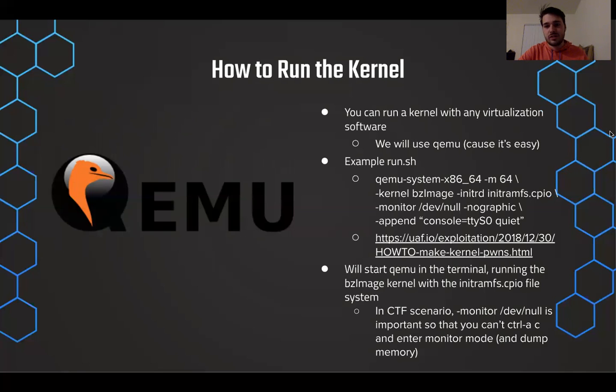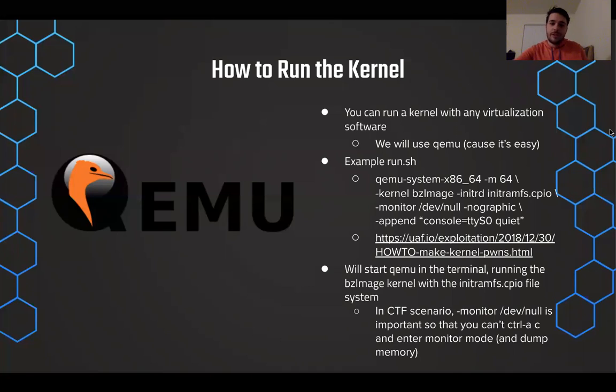How to run the kernel? Well, to run the kernel, we're going to use QEMU. You could also probably boot it in VMware or VirtualBox or a few other things, but QEMU is super lightweight. It's super easy. You can run it in your terminal. You could call it from a Python script or a Bash script. It's the smallest, and it's also open source and free. So it's really hard to beat QEMU.